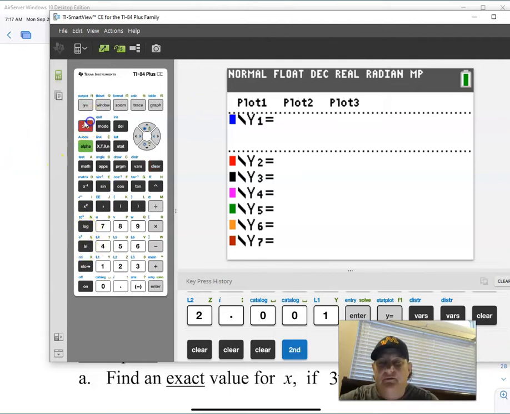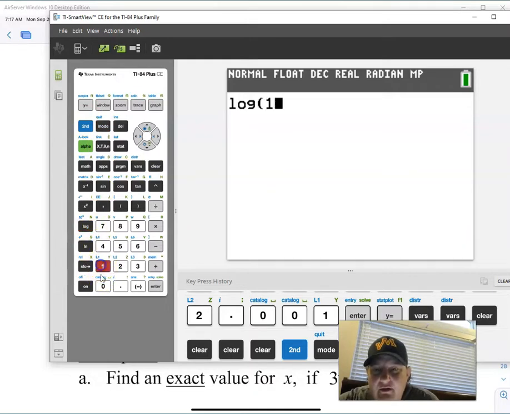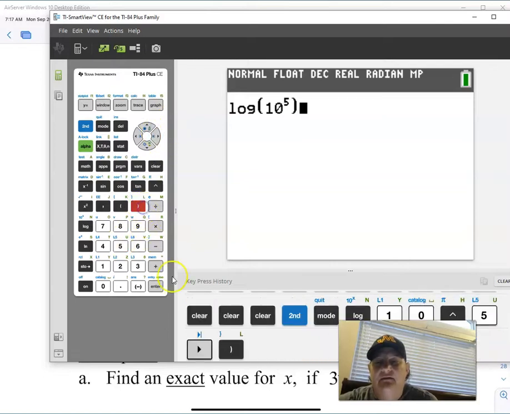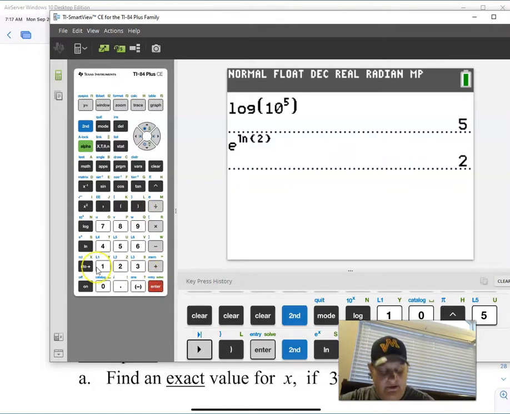All right, so if I go back out to the screen, what's log of 10 to the 5th? Right, well, I know that log base 10, this is a common log. Log base 10 and the 10 will cancel out. Just give me 5. Okay. What about if I just do e to the ln of e and ln will cancel out. Just give me 2. There's those buttons.